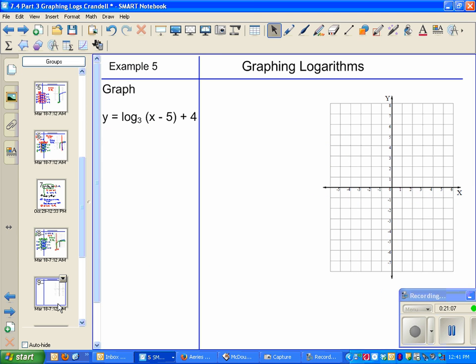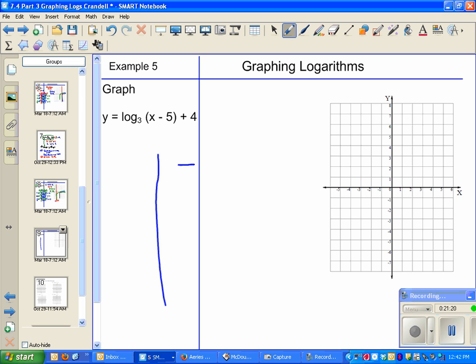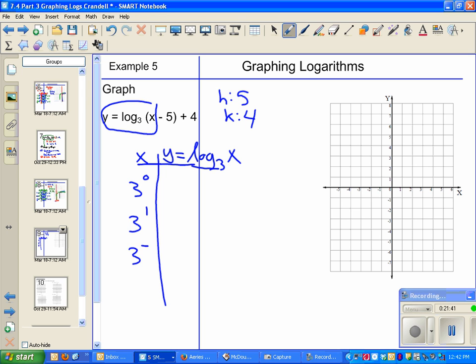Okay, example 5, very similar. So if you can pause this and do this all by your lonesome, please do, and then check with me to see if you got the right answer. Okay, so hopefully you're not listening to this unless you got stuck somewhere along the way. But the more you can do by yourself, the better. So we are going to just graph that part, and then h is 5 and k is positive 4. Right? And then some good numbers to choose would be 3 to the 0, 3 to the first, and 3 to the negative 1.